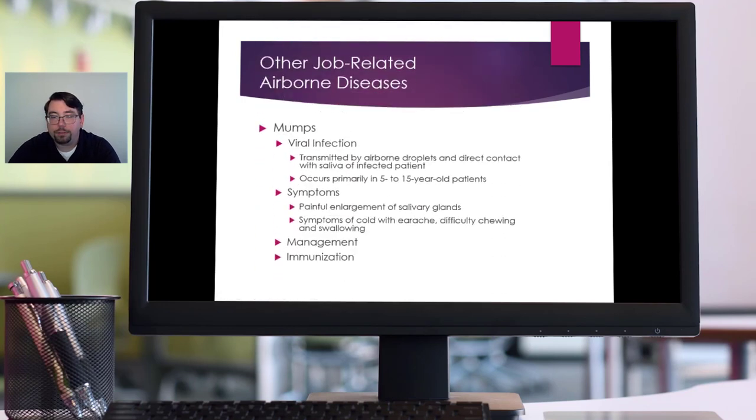Mumps, again, is another viral infection transmitted the same way, by droplets and direct contact. This one also deals with saliva. It's seen in 5 to 15 year olds, so we're talking primarily about kids. What we see for symptoms is painfully large enlargement of the salivary glands. Beyond the swelling, you're going to see cold symptoms, earache, and difficulty chewing and swallowing. Management is primarily going to be supportive care, and immunization is obviously recommended as a primary component to hold this off as well.